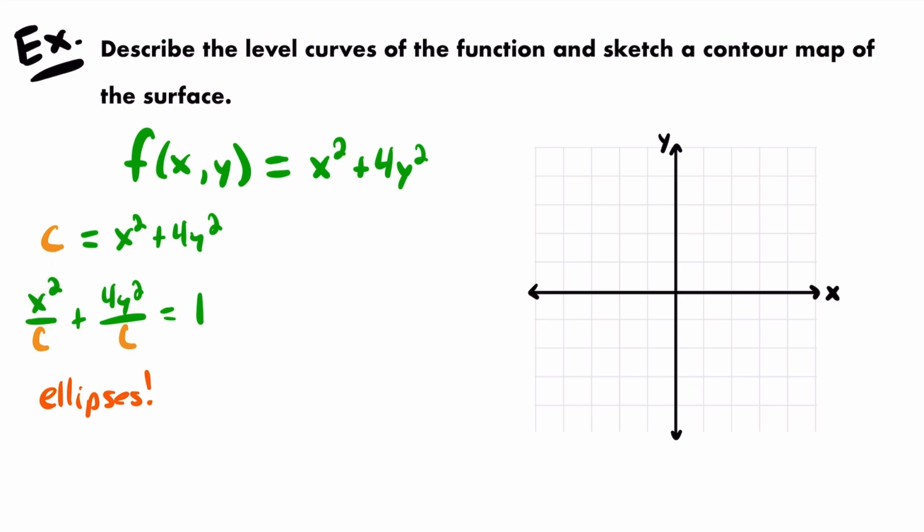In particular, ellipses that are centered at the origin, because it is just x² and y². You're not adding or subtracting anything to x or y before squaring them. So the ellipses will be centered at the origin. And so let's actually try to find a couple of those ellipses.